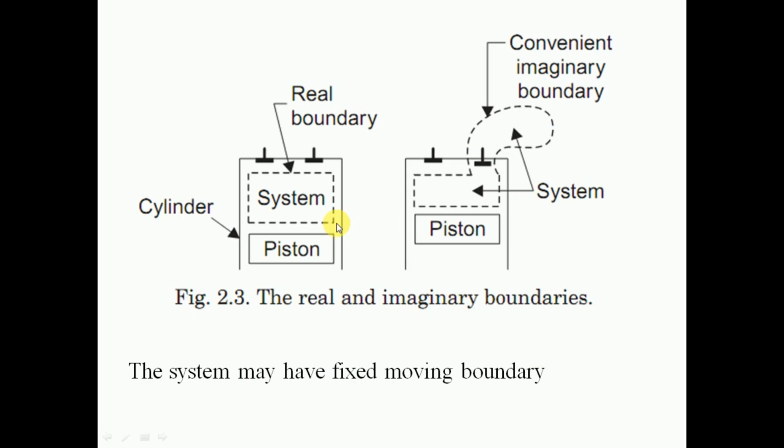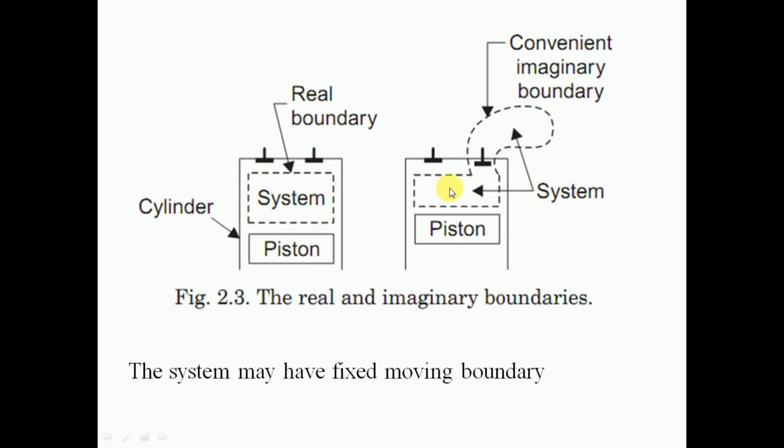Here we will discuss real and imaginary boundary. The real boundary is the boundary which is connected to a surface, where actually the enclosed gas is considered as a system. That is the real boundary. Inside the internal combustion engine combustion chamber, the gas enclosed is considered as the system, and the boundary lines of that cylinder are considered as a real boundary.